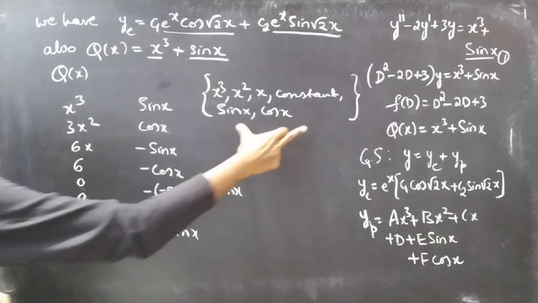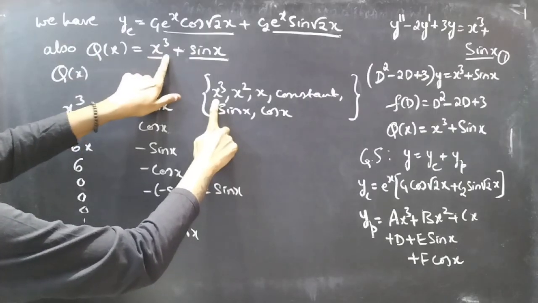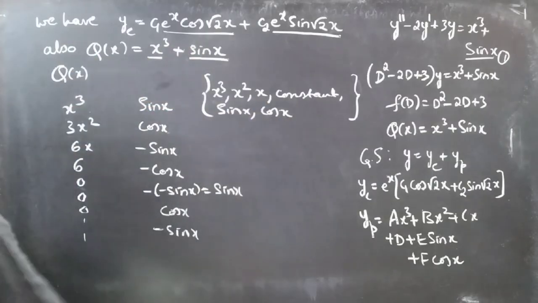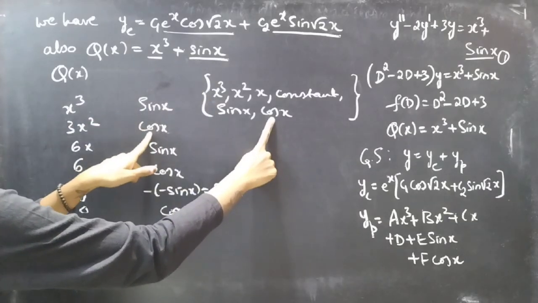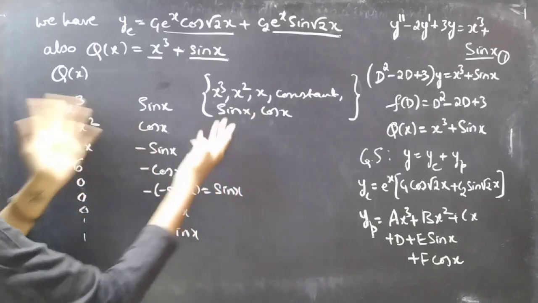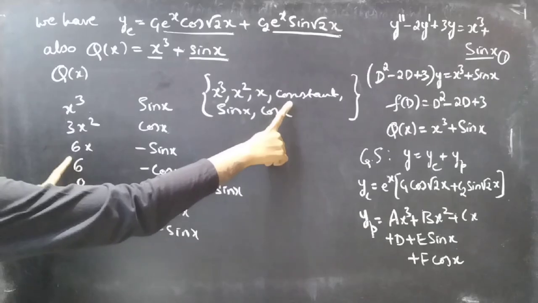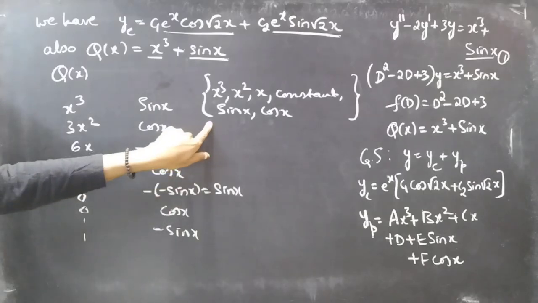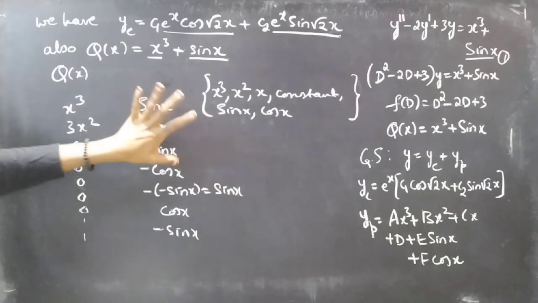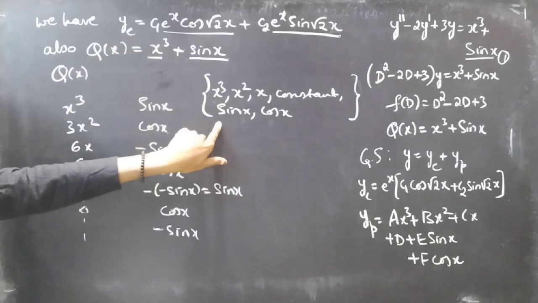See, this set involves terms of q of x: x cube, sin x, and all its derivatives, right? Derivative of sin x is cos x. Again, derivative of cos x is sin x. You have all the derivatives here. Likewise, derivatives of x cube, you have x, x square and constant. So we have expressed the terms of q of x and all its derivatives in a set form.